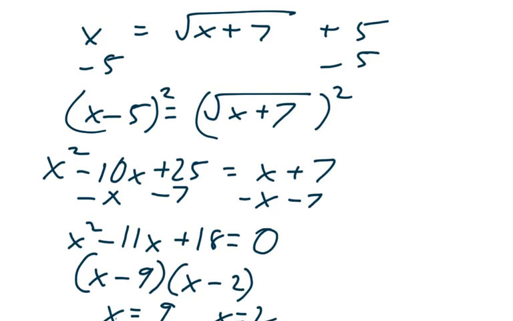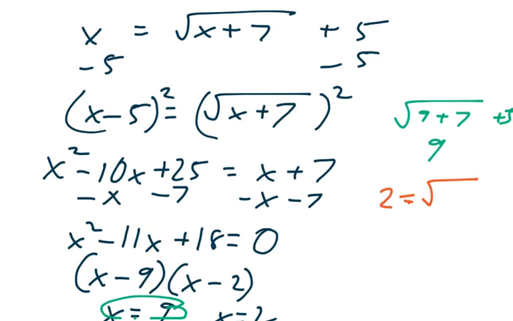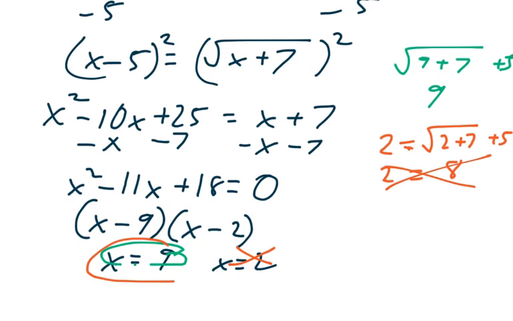Now these are the problems that we have to plug in. So when I do the square root of 9 plus 7 plus 5, I get the answer of 9, so 9 works. When I plug in 2, 2 equals the square root of 2 plus 7 plus 5 equals 2 equals 8. That one doesn't work, so the only answer that worked here was x equals 9.